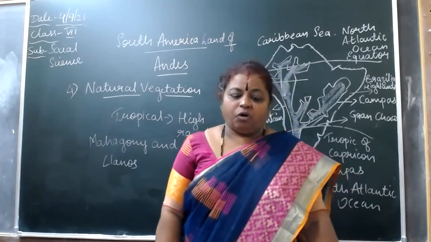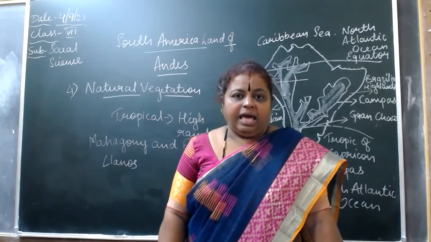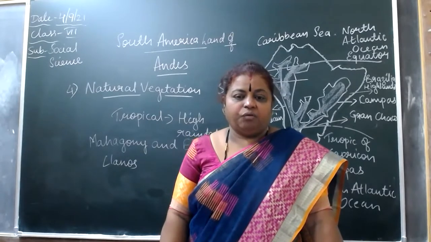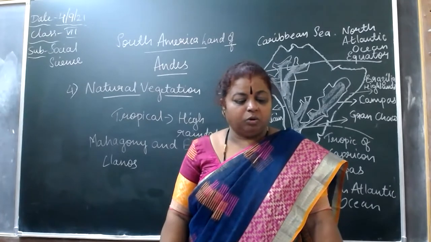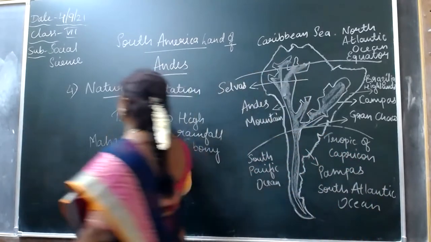Temperate deciduous forests are found on the lower slopes and coniferous forests are found on the higher slopes. On the lower slope, what will we get? Temperate deciduous forest.